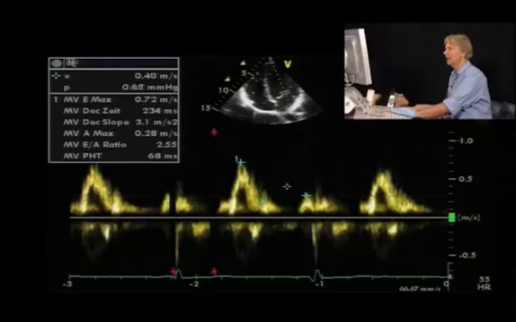And then we get a number of different values. First of all, we have the E to A ratio, which is above 2. We'll discuss later why this is the case, and also the deceleration time. What kind of diastolic function does he have? Well, he's a completely healthy coworker of ours, and he has a supranormal diastolic function where he sucks the blood into the left ventricle very vigorously.